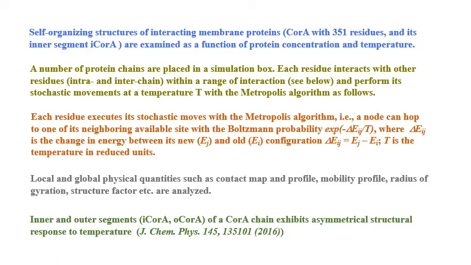A number, say, 100, of protein chains are placed randomly in a simulation box. Each residue performs its stochastic movements with the Metropolis algorithm. Simulations are performed for sufficiently long time steps with an ample number of independent samples. A number of local and global physical quantities are analyzed. The inner and outer segments of the protein chain, for only one protein in the simulation box, are found to exhibit different structural responses to temperature.